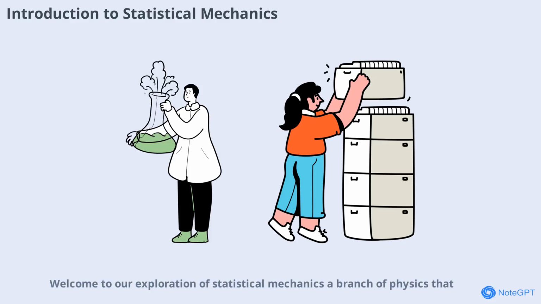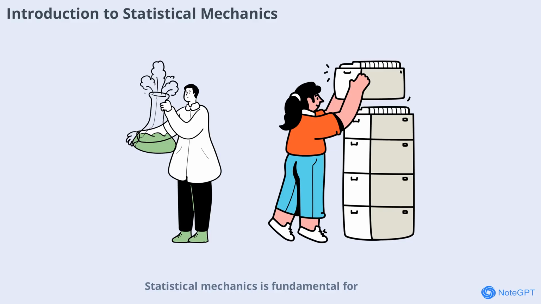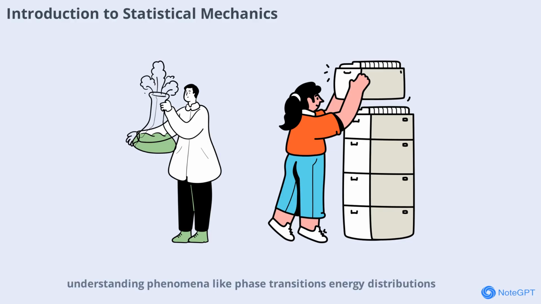Welcome to our exploration of statistical mechanics, a branch of physics that connects microscopic behaviors to macroscopic properties. In this video, we'll break down key theories, their strengths, and their limitations. Statistical mechanics is fundamental for understanding phenomena like phase transitions, energy distributions, and the behavior of complex systems.